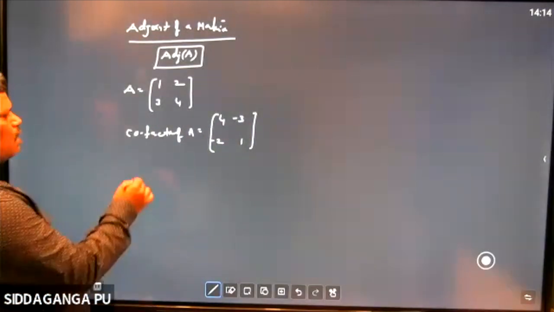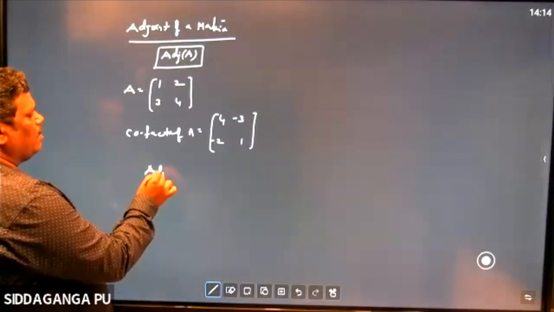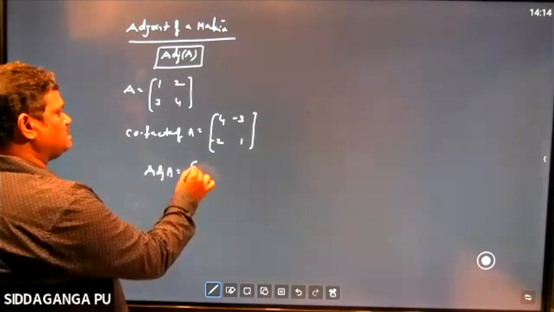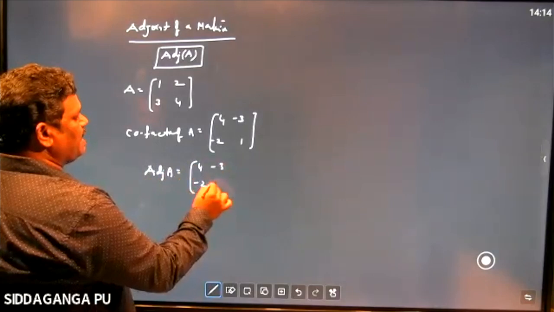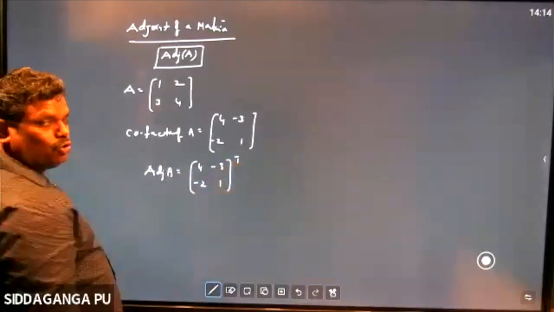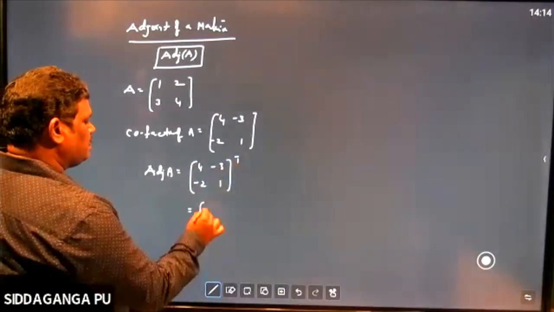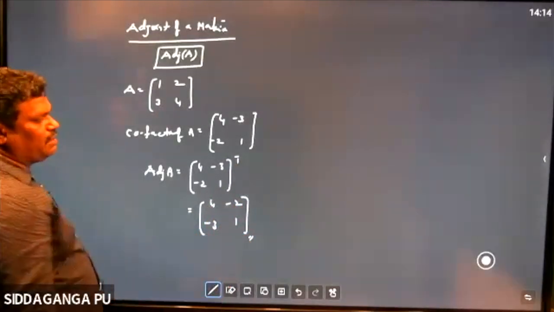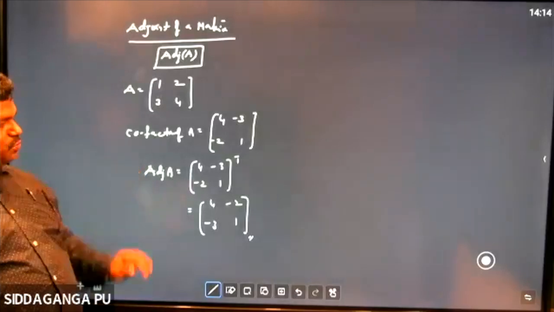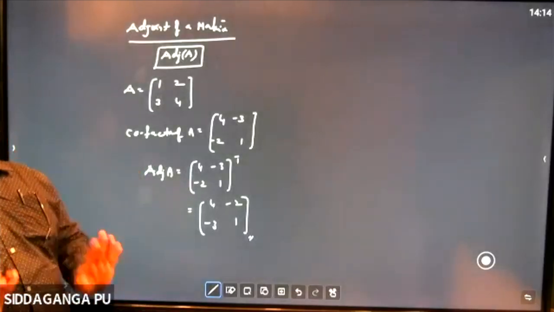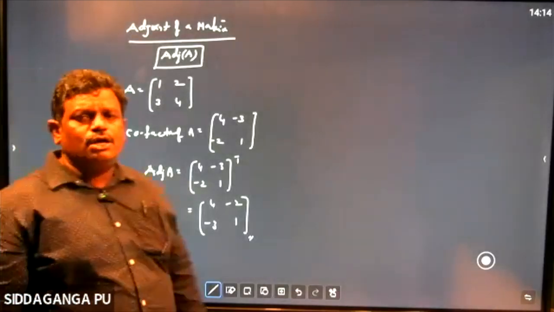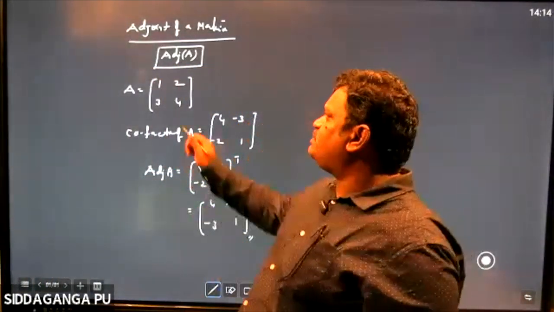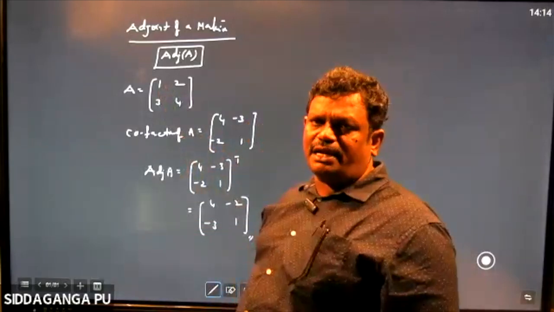Now adjoint of A is equal to the transpose of the cofactor matrix: 4, minus 3, minus 2, 1. How do we write this transpose? 4, minus 3, minus 2, 1. So this is the cofactor matrix of 2 by 2, and now its transpose is called the adjoint. Otherwise, whenever a 2 by 2 matrix is given, we simply remember how to find it. Adjoint means we just interchange the principal diagonal elements.